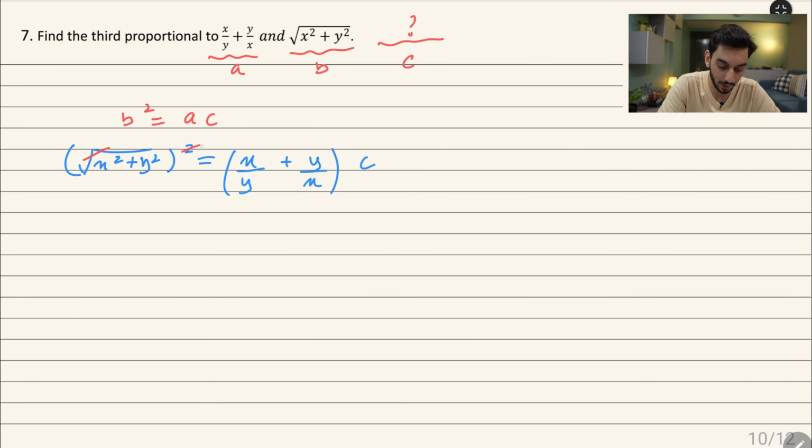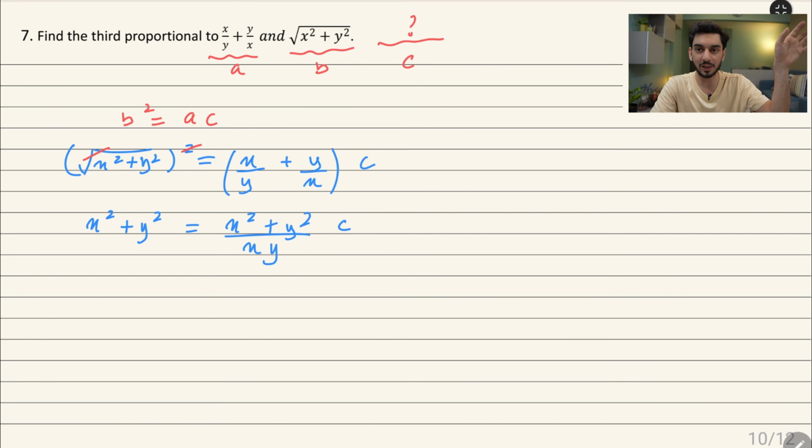I can cancel out the square and the square root over here. I'll only be left with x square plus y square is equal to, in this bracket on the right hand side, can I just cross multiply the fraction and this becomes x times x, which is x square, plus y times y, which is y square, upon, when I just multiply it becomes xy and there is a c there. Now the numerator on the left side and the numerator on the right side are both x square plus y square, so just cancel out x square plus y square from both the sides and send this xy from the denominator to the numerator, and finally c would be equal to xy, and that is your answer. That's how easy this thing is.